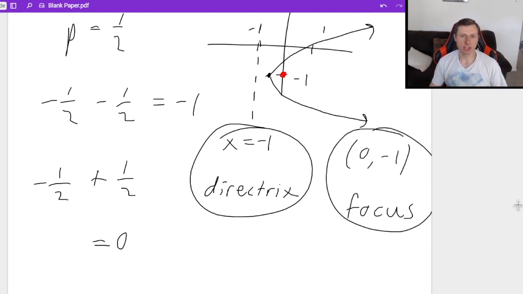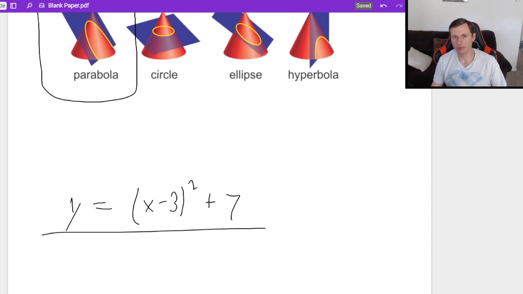That's everything we need to know about parabolas. More than you ever wanted to know, I'm sure. And actually, that's going to wrap it up for all 4 of our conic sections.